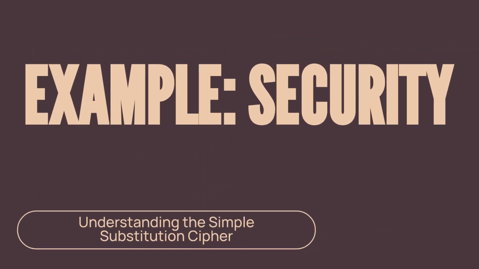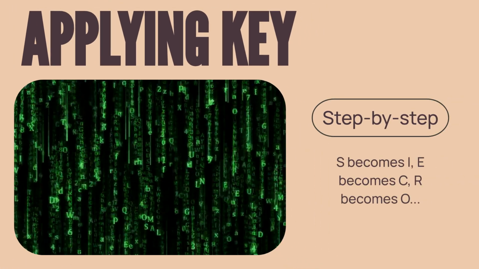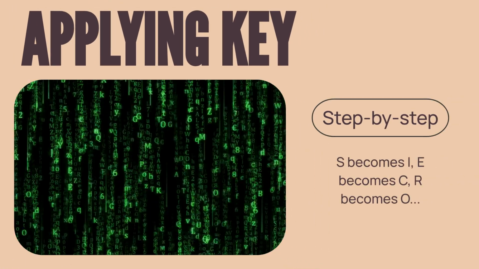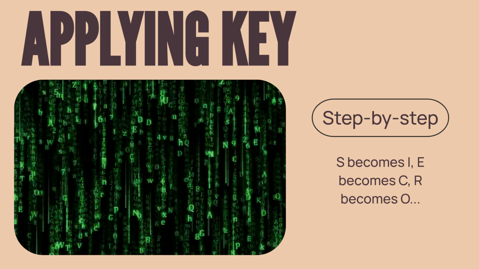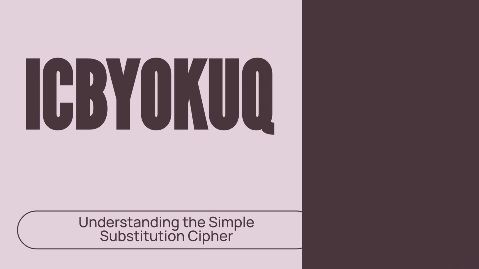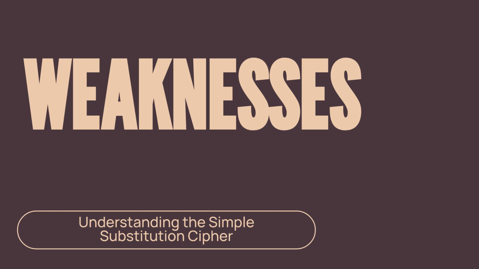Let's walk through an example and encrypt the word security using our sample key. We apply the key to each letter of security one by one, substituting S for I, E for C, and so on, based on the established mapping table. After applying the key, the plaintext security becomes the ciphertext ICBYOKUQ. Despite its seeming effectiveness, the simple substitution cipher is historically weak and easy to break.